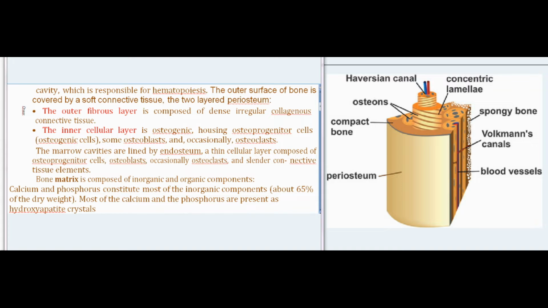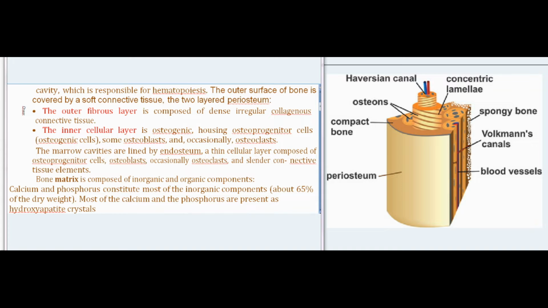The inner cellular layer is osteogenic, housing osteoprogenitor cells, osteogenic cells, some osteoblasts, and, occasionally, osteoclasts. The marrow cavities are lined by endosteum, a thin cellular layer composed of osteoprogenitor cells, osteoblasts, occasionally osteoclasts, and slender connective tissue elements. Bone matrix is composed of inorganic and organic components.